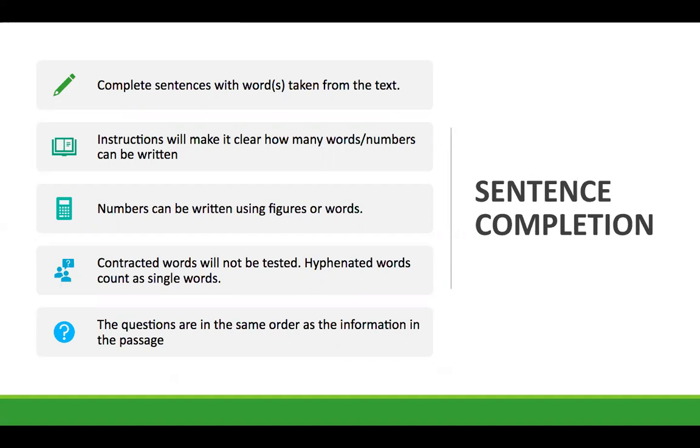Okay, so what should we do? We have to complete sentences with words taken from the text. Instructions will make it clear how many words or numbers can be written. Sometimes it would say, write your answer using one word only, or write your answer using not more than 3 words. So it's important that we follow the instruction. Numbers can be written using figures or words.